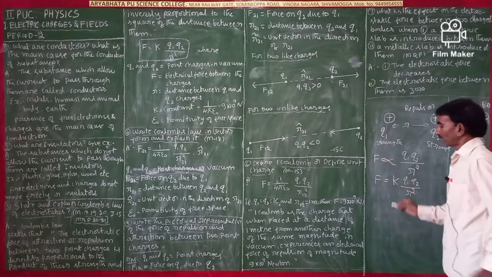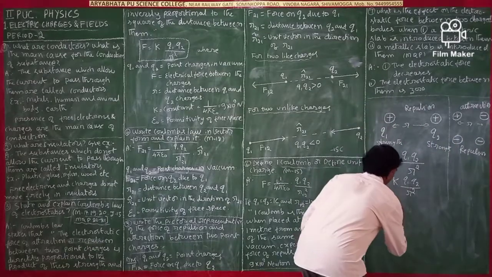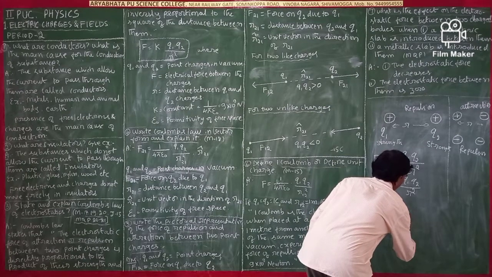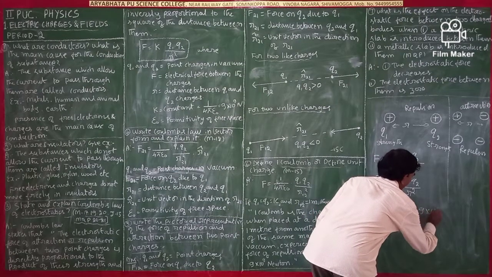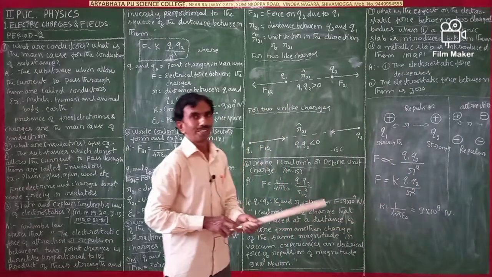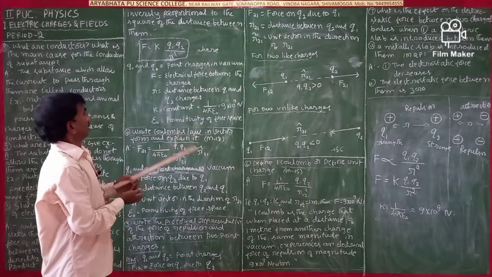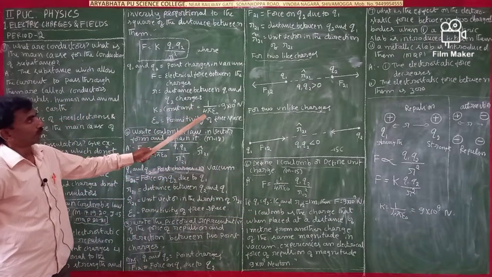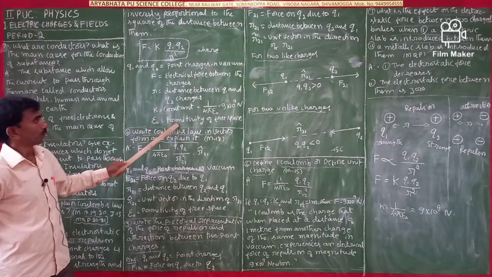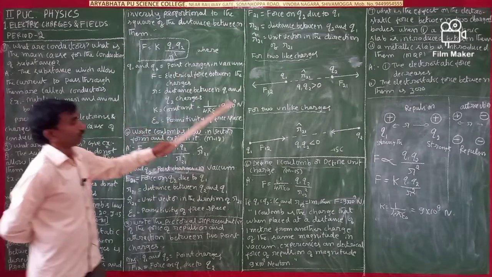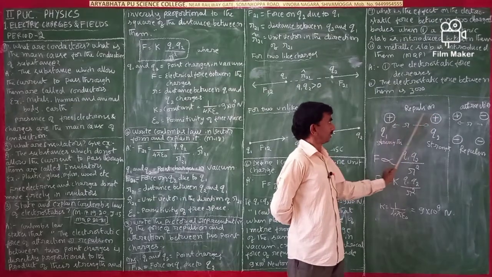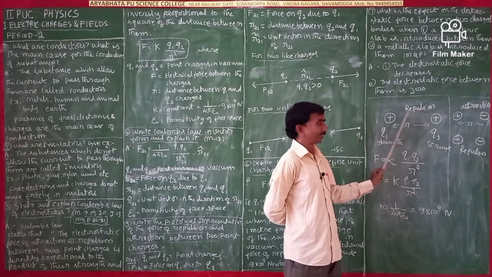So the value of this constant K is 1 by 4 pi epsilon naught, and this value is 9 into 10 to the power of 9 Newton. It is a ready-made value and we have to put it here. So K is equal to 1 by 4 pi epsilon naught, which is 9 into 10 to the power of 9, and epsilon naught is the permittivity of free space. If we put a positive charge here, between them there is the permittivity of free space.